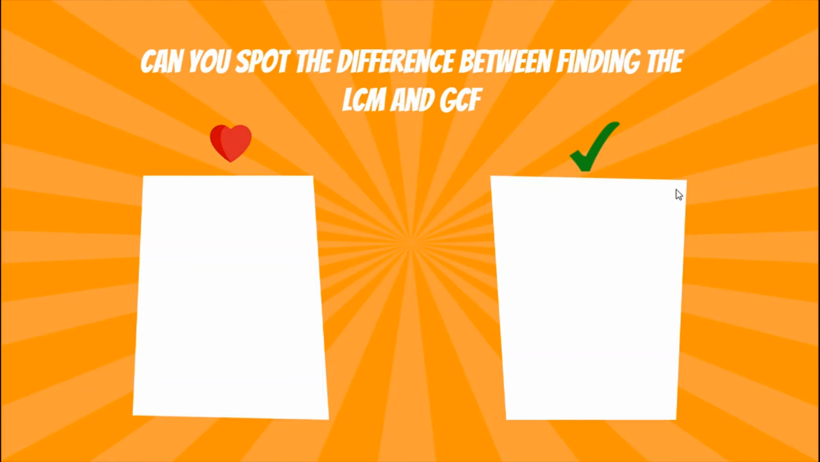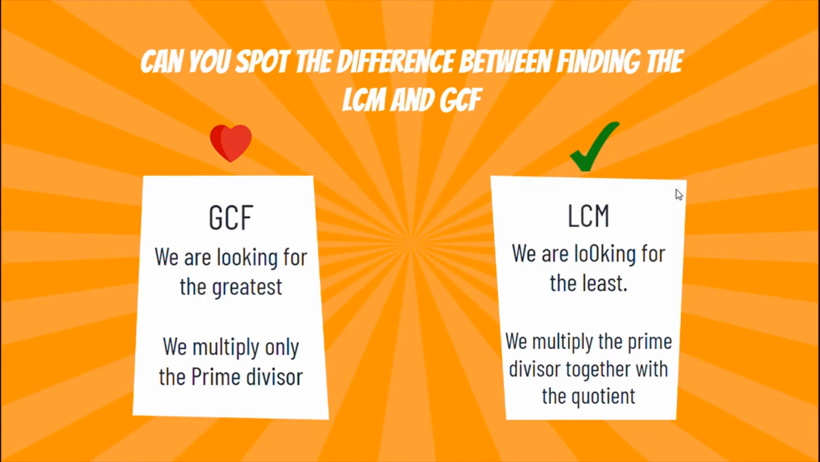Can you spot the difference between finding the LCM and the GCF? For the GCF, we are looking for the greatest, while if we use the LCM, we are looking for the least. And for the GCF, we multiply only the prime divisor on the left. But for the LCM, we multiply the prime divisor together with our quotient.